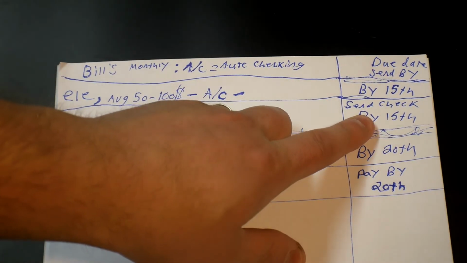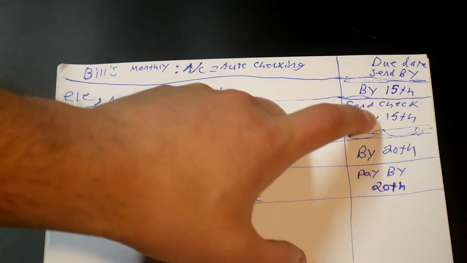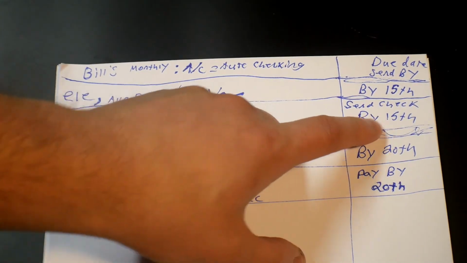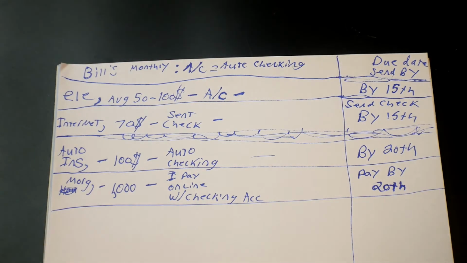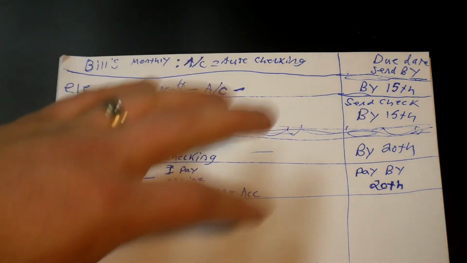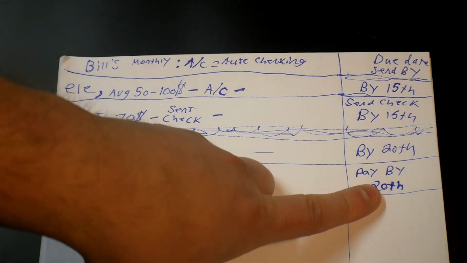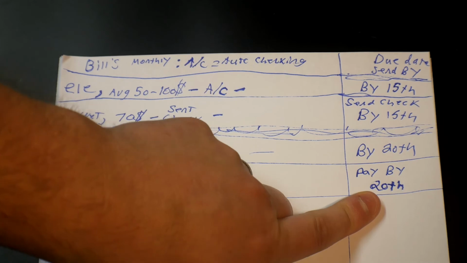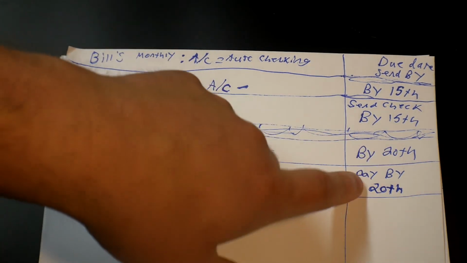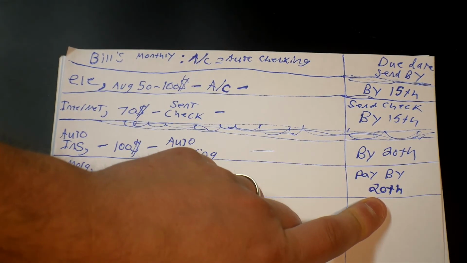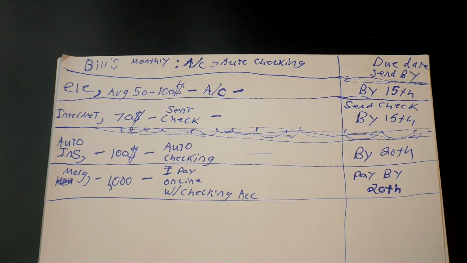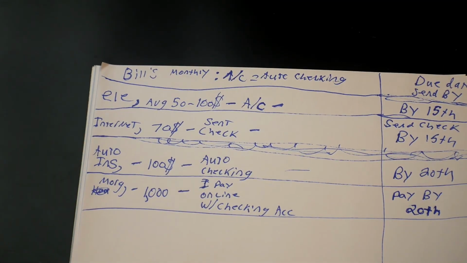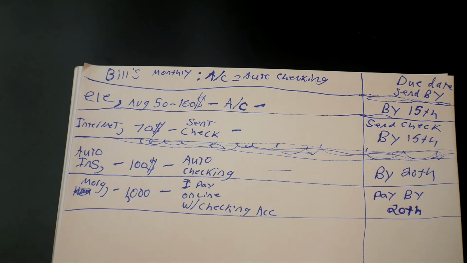If it's sending a check and it's due by the 20th, make sure you write on your paper, send by the 15th. That way you always keep yourself safe. And if it's due by the 22nd and you're paying it online, make sure you pay 2 days ahead of the actual due date. If it's a Friday, then you're going to want to make sure you pay 3 days ahead, because some businesses don't process Saturday and Sunday. So keep that in mind.